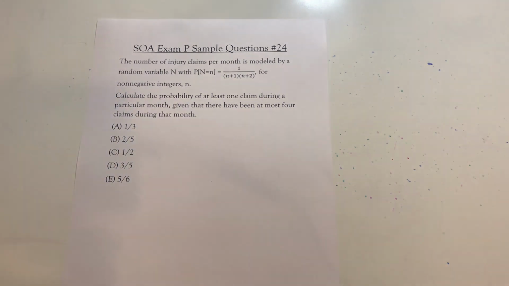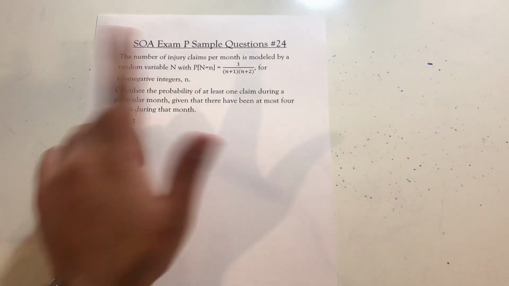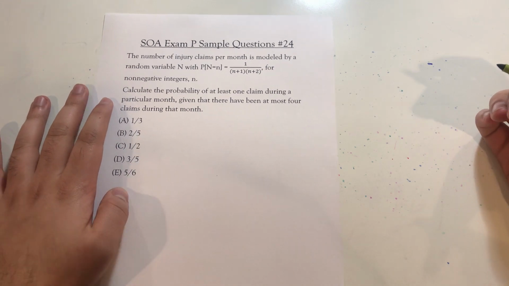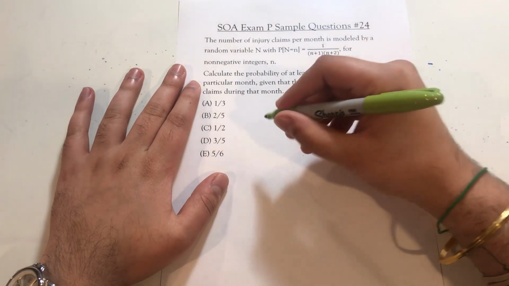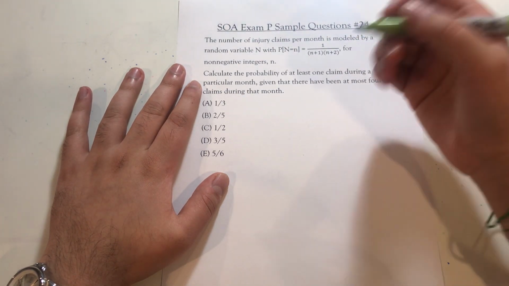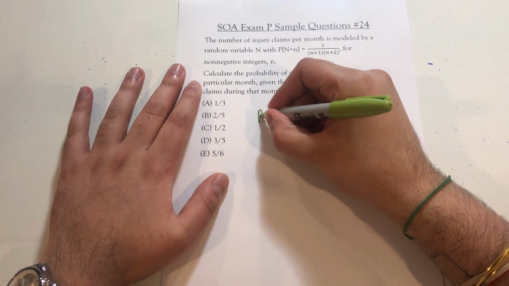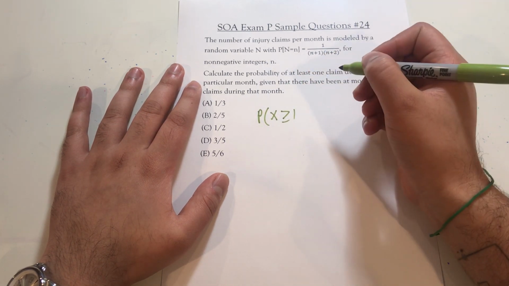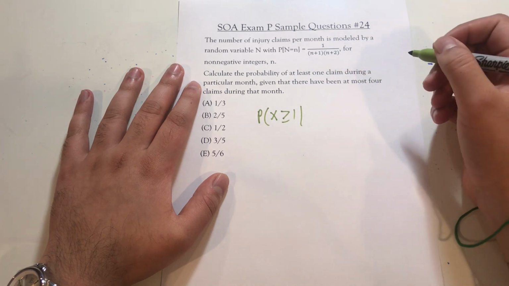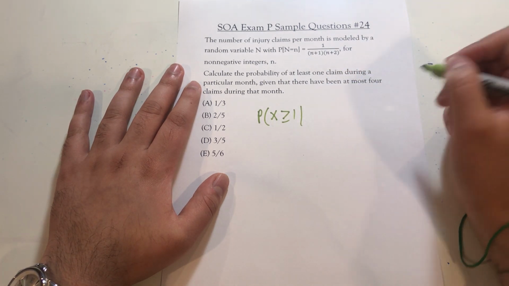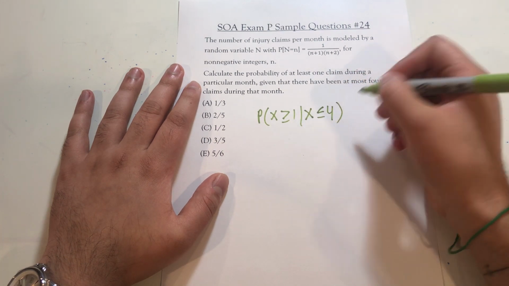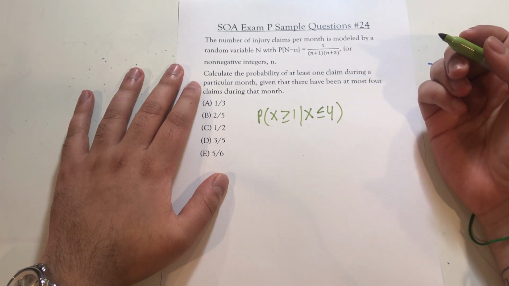All right, so this is a super easy problem. I'm assuming you know certain notation, like what that would mean, things like that. But this really doesn't require a lot. So the question is ultimately asking us this: the probability of at least one claim during a particular month, so the probability that the number of claims is greater than or equal to 1, given that there have been at most 4 claims during that month, given that the number of claims is less than or equal to 4. And that's a conditional probability problem.